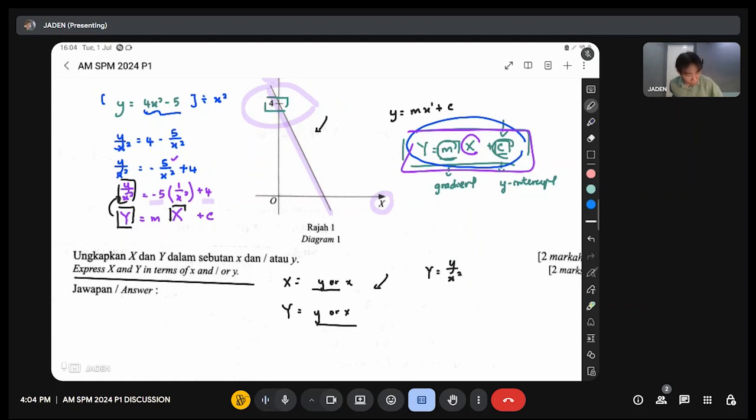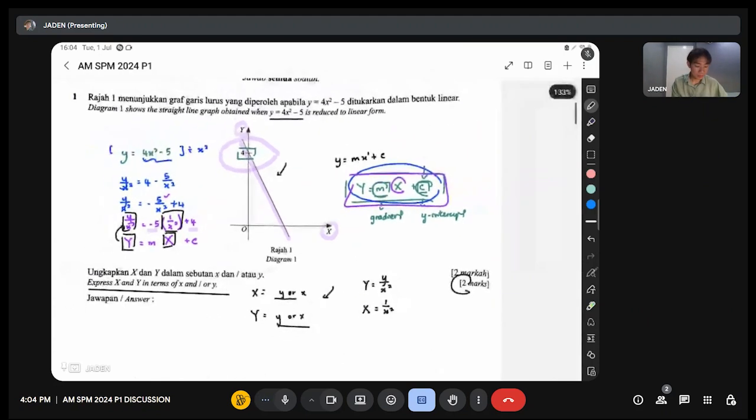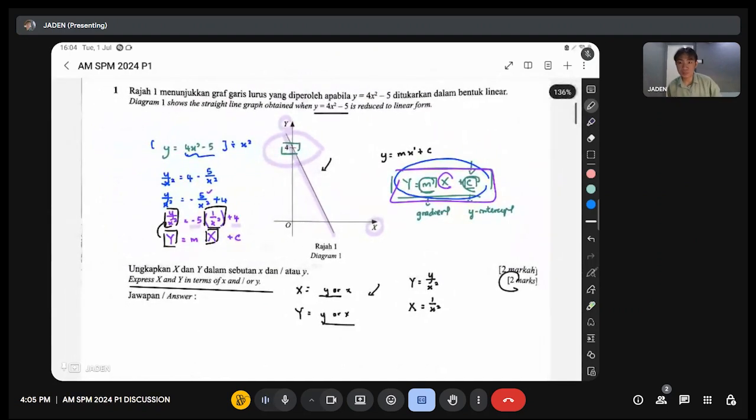And comparing your x position here with the exact position in your equation, which is capital X equal to 1 over x squared. And that is how you secure your 2 marks. Okay, and that will be just the question 1. So please take some time to write this down and make sure you jot down what you have learned.